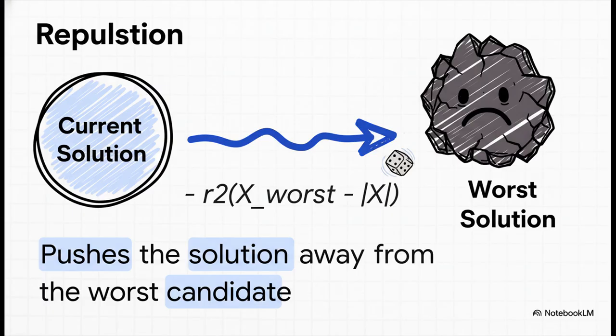If the first part was a pull, this part is a push. It's all about repulsion. It looks at the absolute worst solution in the group and shoves our current solution away from it. And again, R2 is another random number. So you get this simple, elegant dance. Get closer to the good stuff and get further away from the bad stuff.